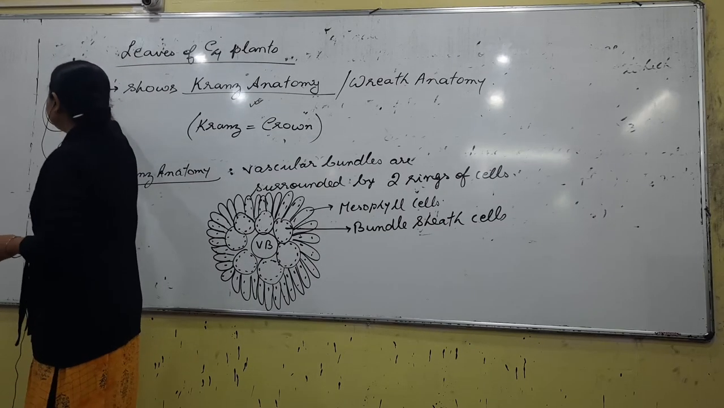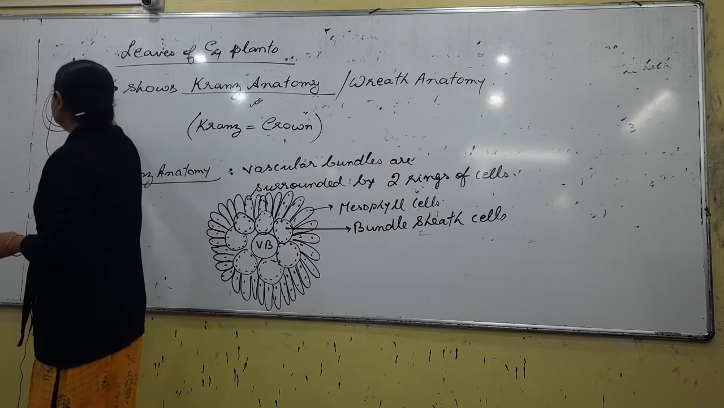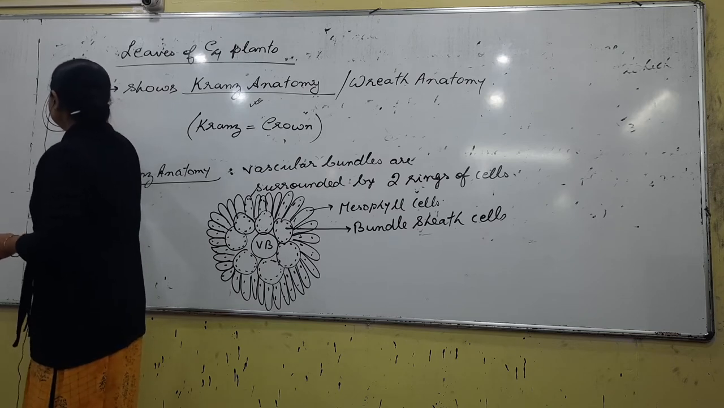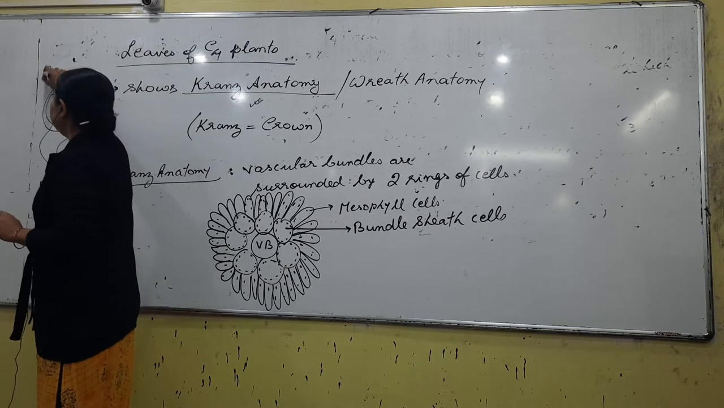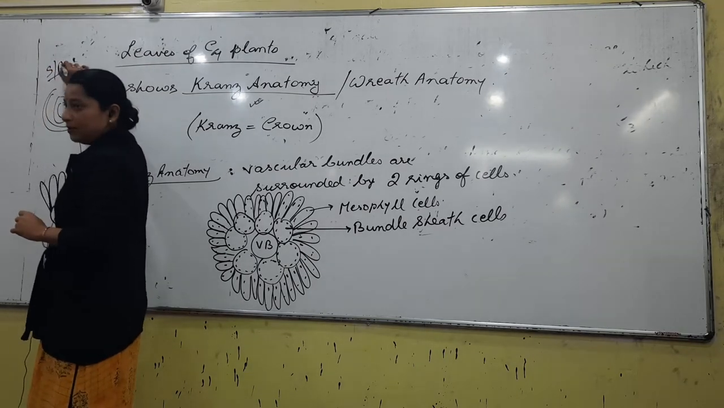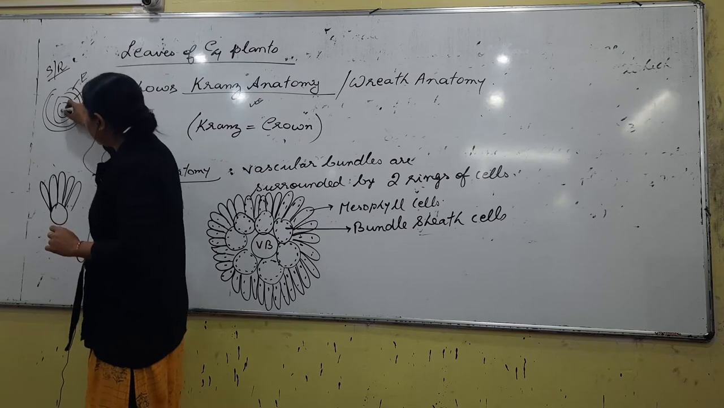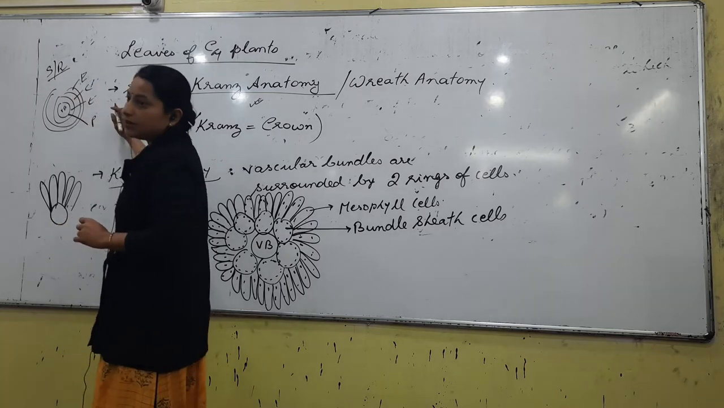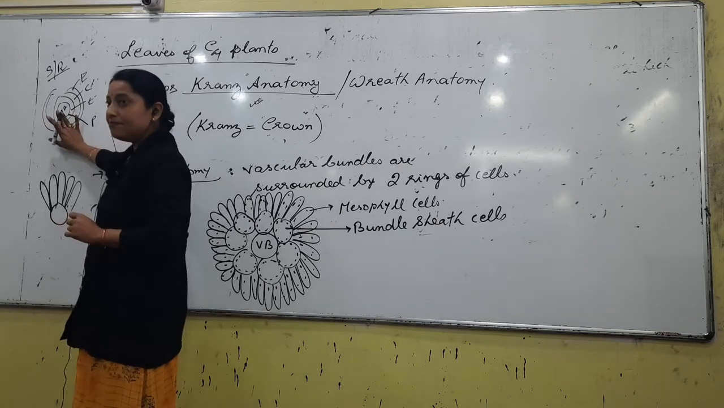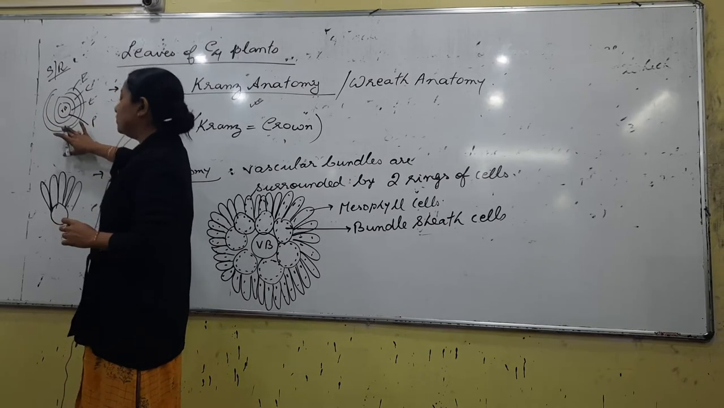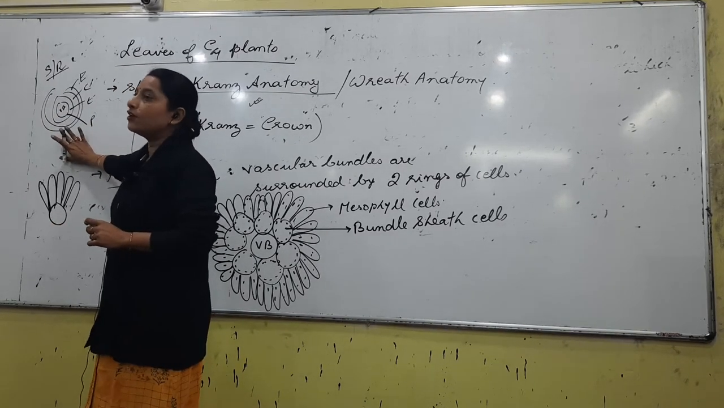And as far as the sequence is concerned, I think you remember. Epidermis, cortex, endodermis, will be there in stem and root, right? And inside the pericycle, what do we see? Vascular bundles. So this is the type of arrangement that we'll see in case of stem and root when we go for a TS.